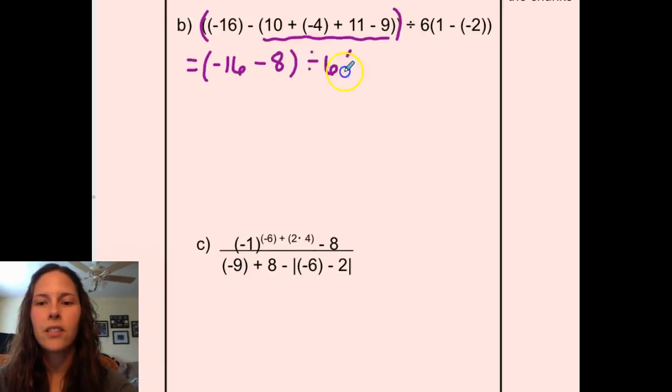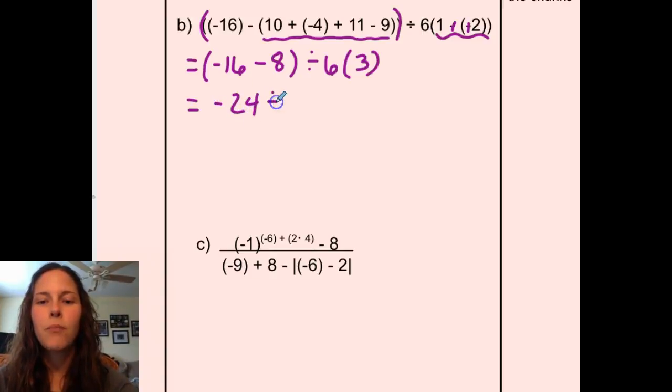Next, I have another set of grouping symbols. 1 minus negative 2 is really 1 plus 2 or 3. I still have one more set of grouping symbols. Negative 16 minus 8 is negative 24.